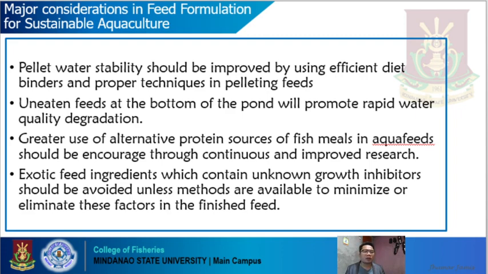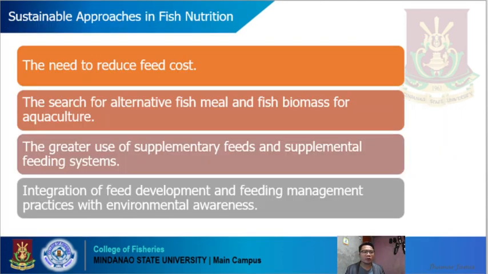Now, talking about sustainable aquaculture, sustainable approaches in fish nutrition. These are basically the basic principles of sustainable approaches in fish nutrition. First, there's a need to reduce the feed cost because, as I've said in the very first place, feed is the highest cost in the aquaculture operation. So there is a need to reduce the feed cost. And the search for alternative fish meal and fish biomass for aquaculture is still on. No, parang hindi pa naghinto yung search for alternative fish meal and fish biomass for aquaculture.